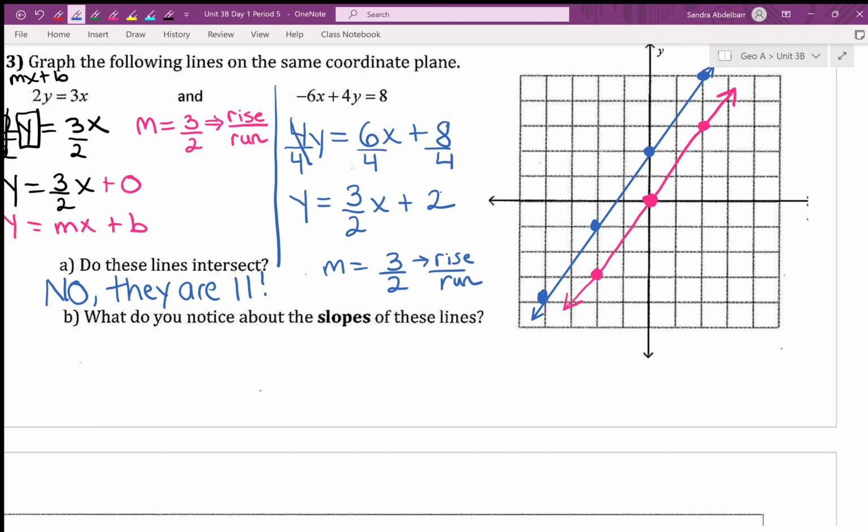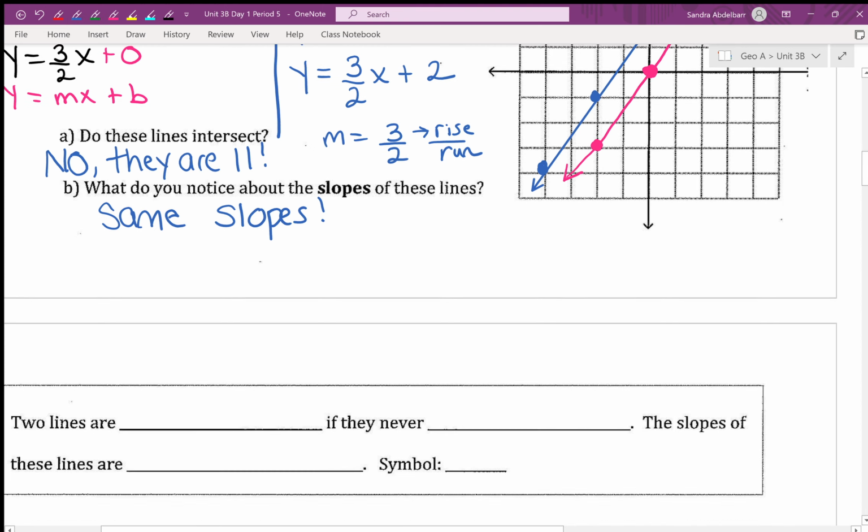What do you notice about the slopes of these lines? Same slope. I want somebody to make a conclusion for me about lines that have the same slopes. Lines that have the same slopes, Rachel, will never intersect, which means they are parallel. If 2 lines have the same slope, those lines must be parallel.